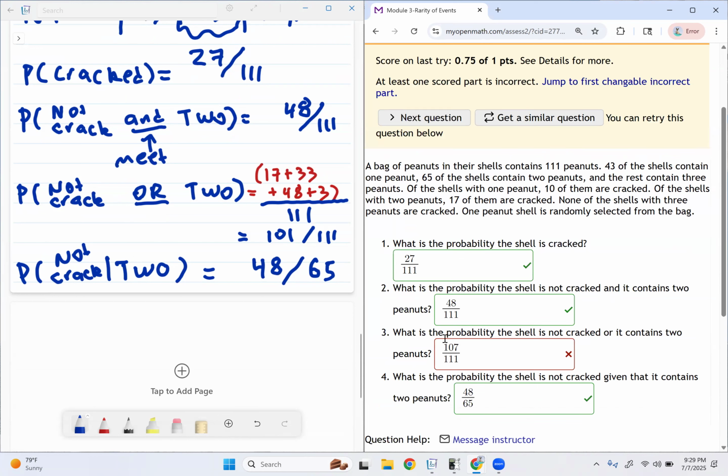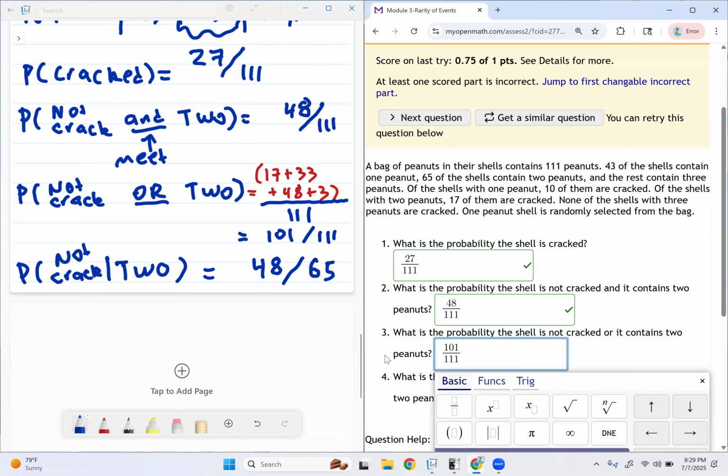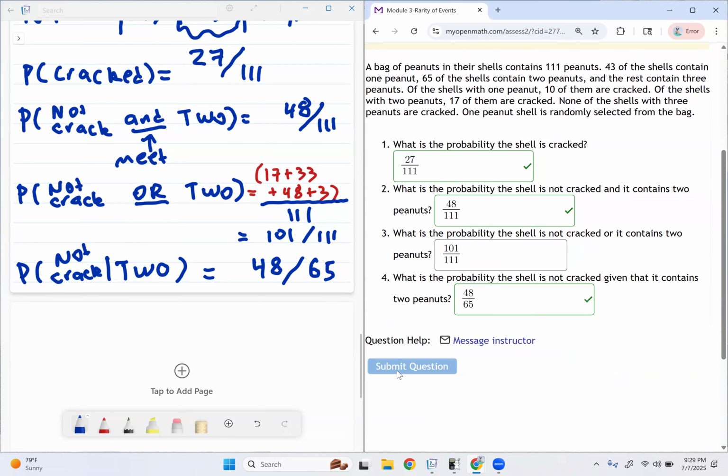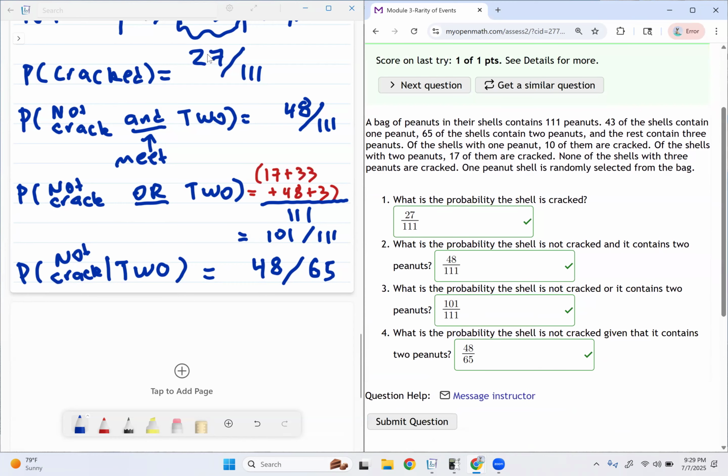And this looks good except for not cracked or contains 2. So let's check, and oops, I just typed in that number wrong. Let's try 101 there. There we go. So assuming I typed in all those values correctly, 27 out of 111, 48 out of 111, 101 out of 111, 48 out of 65, my open math took these things in their fraction form.